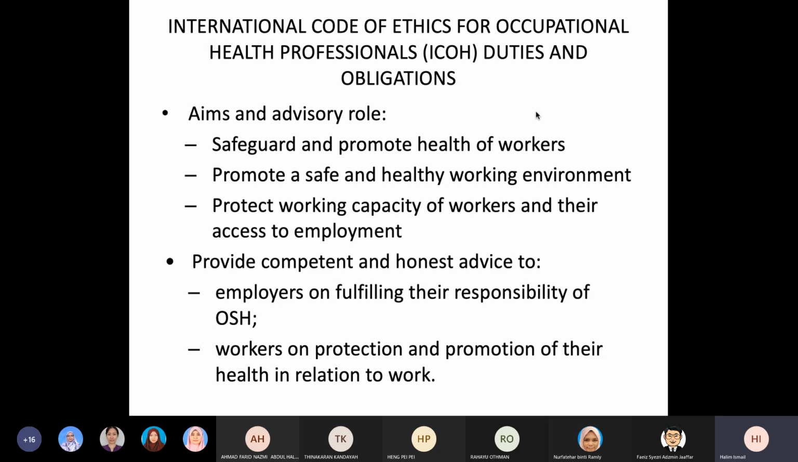So the aims and advisory role is to safeguard and promote the health of the workers. So it provides a clear guideline that the most important thing is to safeguard and promote the health of the workers. So basically, it's our first medical ethics, right? Beneficiaries: promote a safe and healthy working environment, protect working capacity of workers and their access to employment. That's the thing, protect the working capacity of workers and their access to employment.